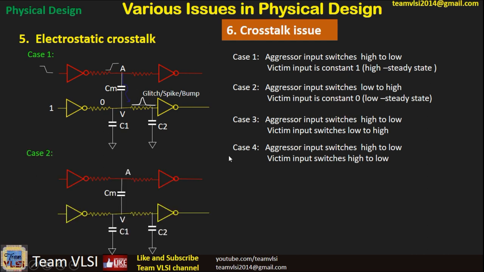In the second case, our aggressor net is switching from low to high, and the victim net is at constant 0. Since the victim net is at constant 0, this victim node should be at constant 1, like this. But since the aggressor net input is switching from low to high, this node will switch from high to low. So initially it was at state 1, and it will switch to state 0, and this node is at state 1, state high. So there will be a potential difference in this direction.